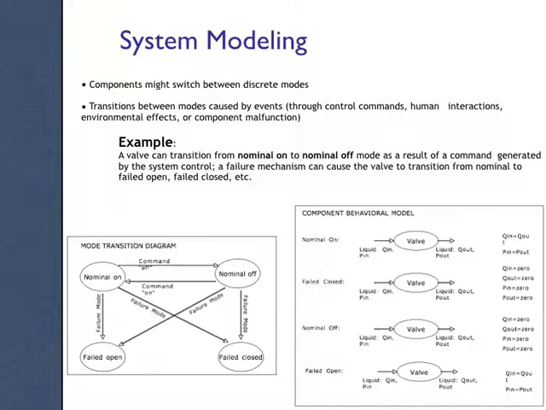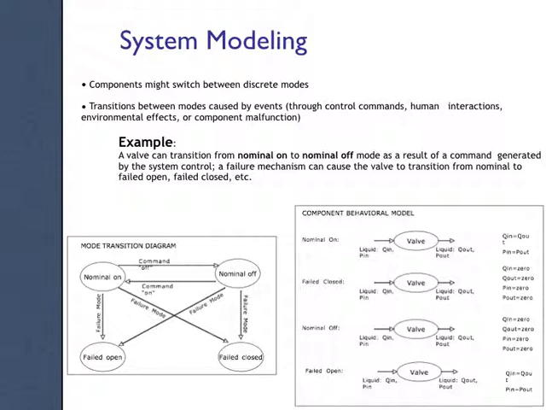Of course, nominal on, meaning it's open, is the same actual state as failed open, except one's failed and one's not. So there's the distinction there. The behavior model on the bottom right side shows the actual behavior that goes along with each of these states. For example, for nominal on, in the valve, the pressure in the liquid in equals the pressure in the liquid out.